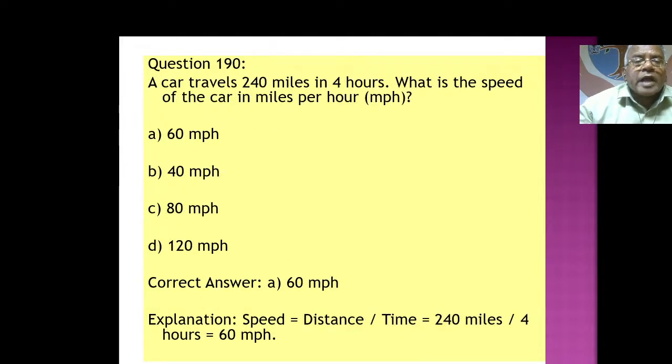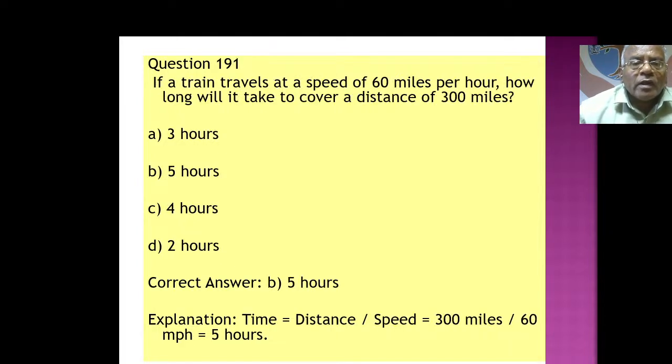Okay. A car travels 240 miles in 4 hours. What is the speed of the car in miles per hour? Speed equals distance by time. So 240 by 4 hours, that is 60. Next one, if a train travels at a speed of 60 miles per hour, how long will it take to cover a distance of 300 miles? Use the formula: time is equal to distance by speed. So 300 miles by 60, that is 5 hours.